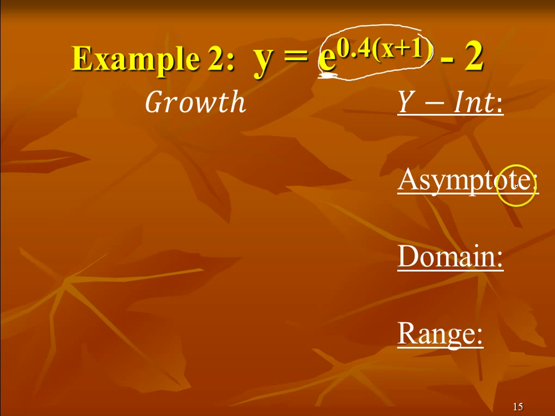Now, before I even show you my picture, I'm going to solve these first two. My asymptote. Remember, asymptote is always whatever's on the outside. So my asymptote for this question is y equals negative 2.